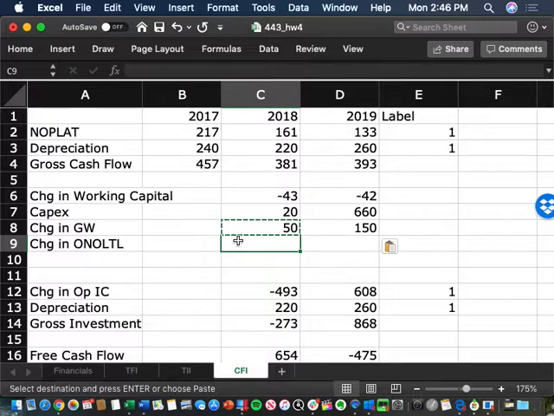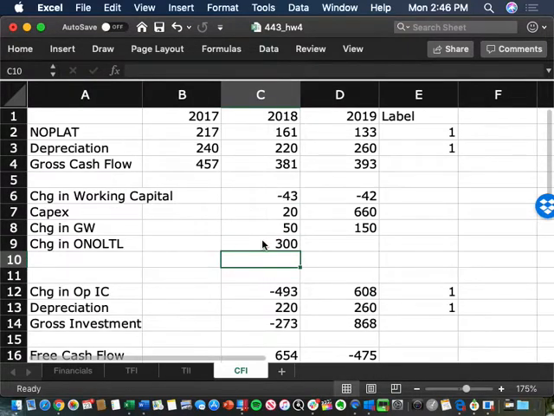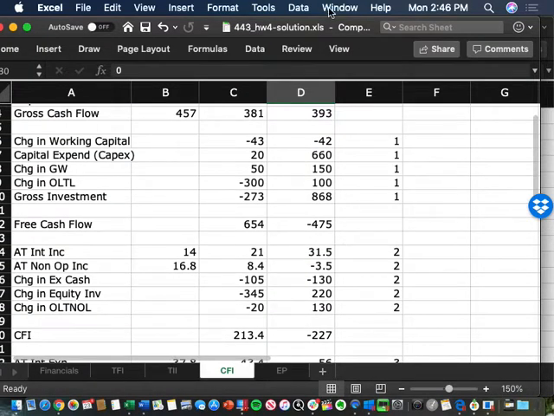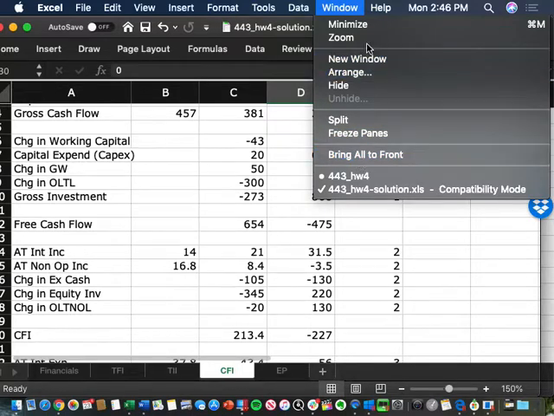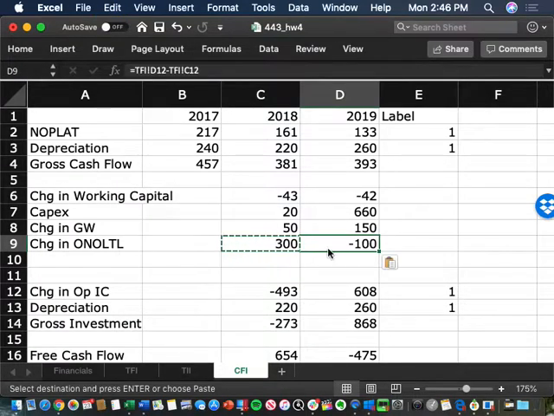Change in other non-operating long-term liabilities, yada, yada, equals they went from, where was it? 500 to 200. Okay. So, make sure I didn't forget anything. Change in, that was it. All right. So I was just cheating to make sure I didn't count. So let's think about the impact on the investment of this.